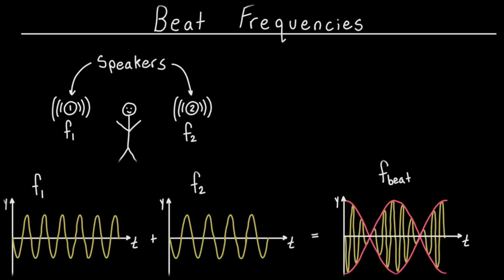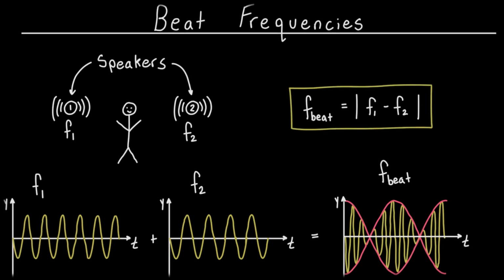The person standing between the speakers will hear a beat, and we can calculate the beat frequency by taking the absolute value of frequency 1 minus frequency 2. So if we take a look at this equation, you'll notice that it doesn't matter which one we call frequency 1 and frequency 2 in this case. All that matters is the difference between those two frequencies. So if you have one frequency that's 100 Hertz and another frequency of 110 Hertz, what you'll hear is a beat frequency of 10 Hertz, the difference between those two frequencies.